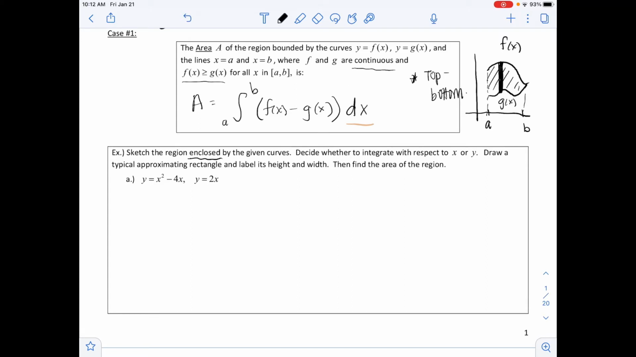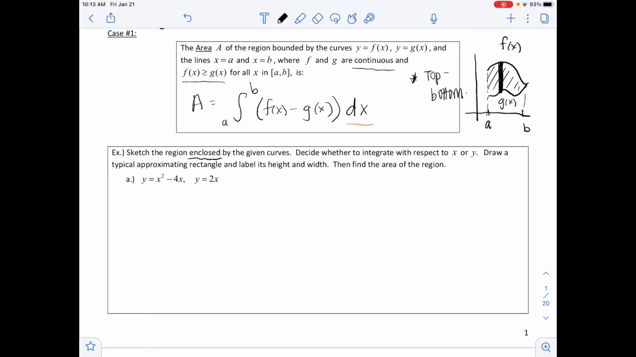So for right now, we're going to go ahead and sketch the two curves that we have. The first one is y equals x squared minus 4x, and the second one is y equals 2x. So the first one is going to be a parabola, and the second one is going to be a straight line. For this example, you will notice that it does say enclosed by the given curves. Since it does not tell us those values of a and b that we would have to integrate between, we have to figure those out on our own.